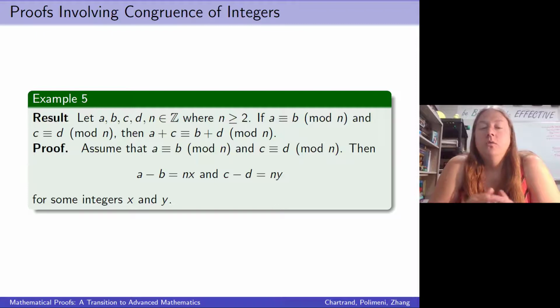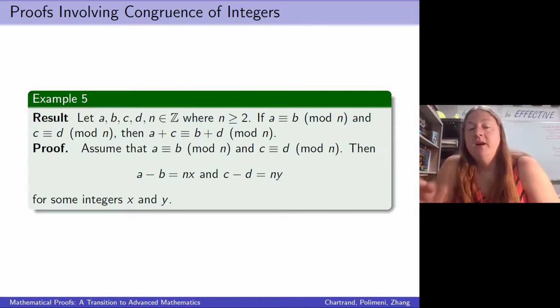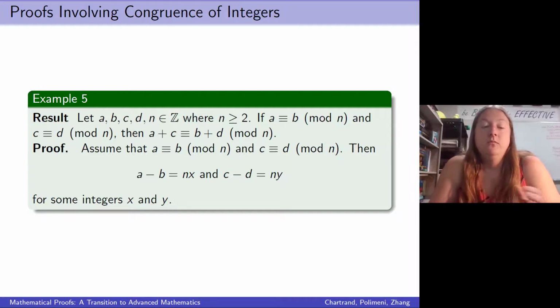So we're going to use the definition idea here. We're going to first assume the thing that's in our if statement. So we've got a is congruent to b mod n and c is congruent to d mod n. We're assuming that. Then, by the definition of congruence, I have a minus b equals n times x, and c minus d equals n times y, where x and y are integers.